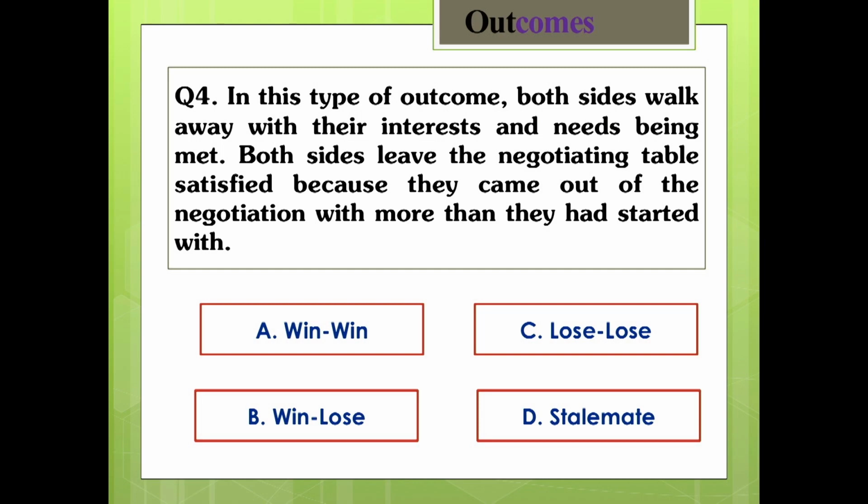In this type of outcome, both sides walk away with their interests and needs being met. Both sides leave the negotiating table satisfied because they came out of the negotiation with more than they had started with. So what is the outcome in this situation?